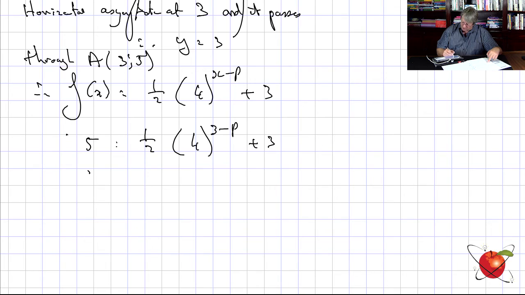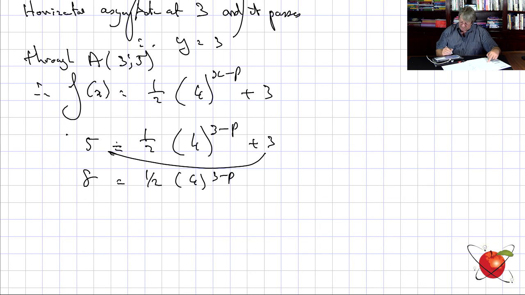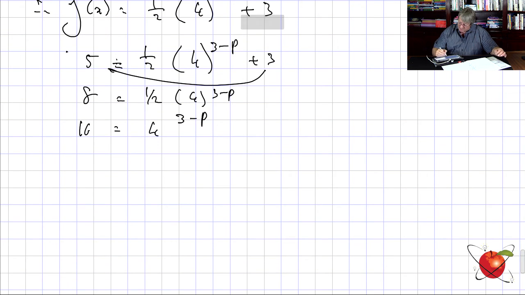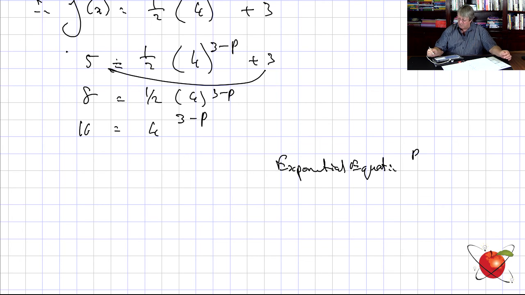Therefore, I take the 3 over and I get 2 equals a half times 4 to the power of 3 minus p. The next step is times by 2. 4 is going to be equal to 4 to the power of 3 minus p. Let's be purists. What is that? It's an exponential equation, isn't it? Because the p is on top, so it's an exponential.